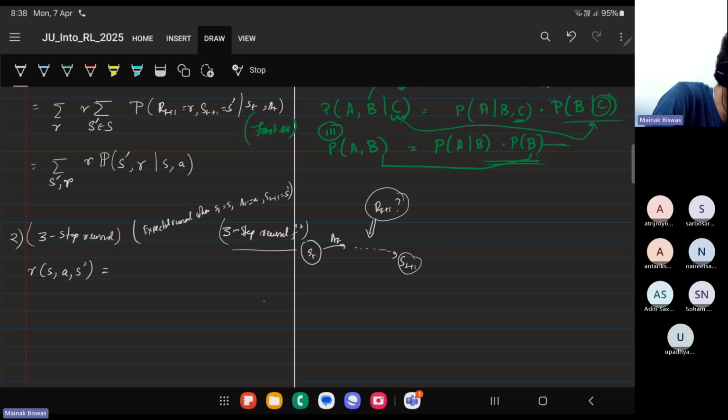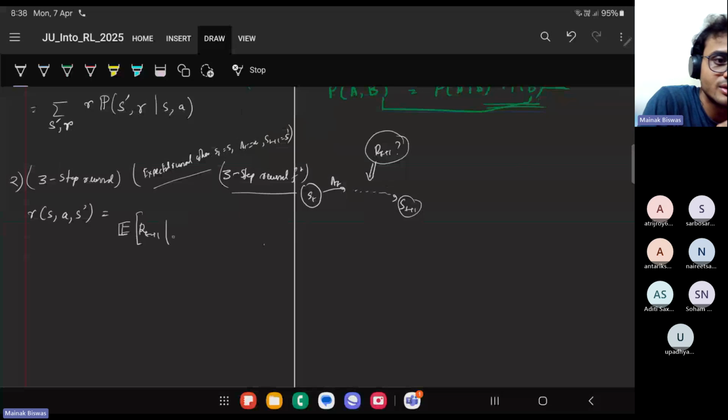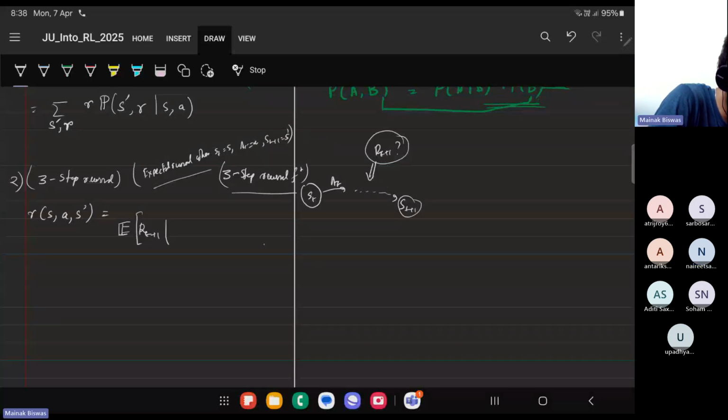Just the expectation. I'm telling you the definition. Write it mathematically. How do you write it mathematically? Expected value of R_{t+1} given S_t equals s, A_t equals a, and S_{t+1} equals s prime. Good, nice. So S_t equals s, A_t equals a, and S_{t+1} is equal to s prime. Good. So now what do I do?